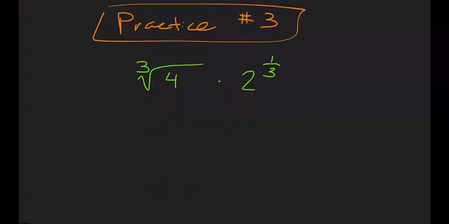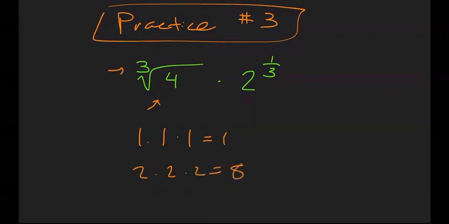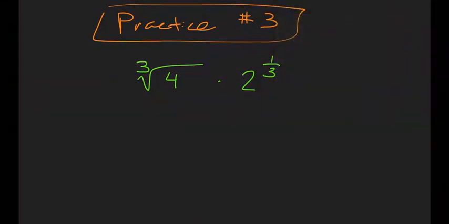Okay, let's have a look. So cube root of 4 means what number multiplied 3 times gives you 4. And that's not going to work out nicely. 1 times 1 times 1 would give you 1. 2 times 2 times 2 would give us 8. So what number multiplied 3 times is going to give us a 4? It'd have to be between 1 and 2. But it'd be some decimal. So that's not the path we want to go down.